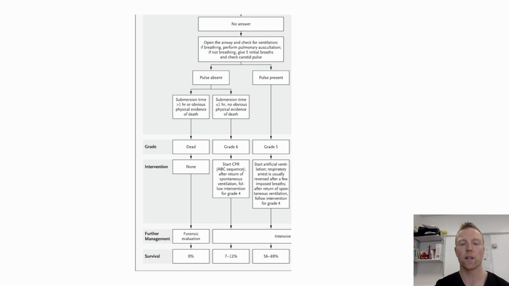And again, this has implications for how we may manage our department. If we know the submerging time was 2 hours, we may decide we'll look at the patient when they arrive and stop. For those who had an absent pulse, who had a submerging time under an hour, had no obvious physical evidence of death, their survival rate was between 7 and 12%. And those who weren't able to answer but had a pulse present, their survival rate was between 50 and 70%, depending on some other parameters.